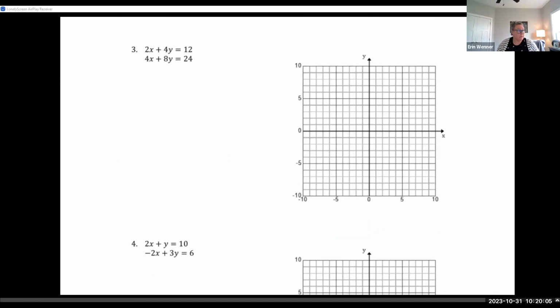Looking at number 3, I want you to write both of those equations in slope-intercept form, and I want you to send me your answer in a direct message. So in number 3, I want you to isolate y, is really what I'm asking you to do. So isolate y for both of those equations and send me your answer.